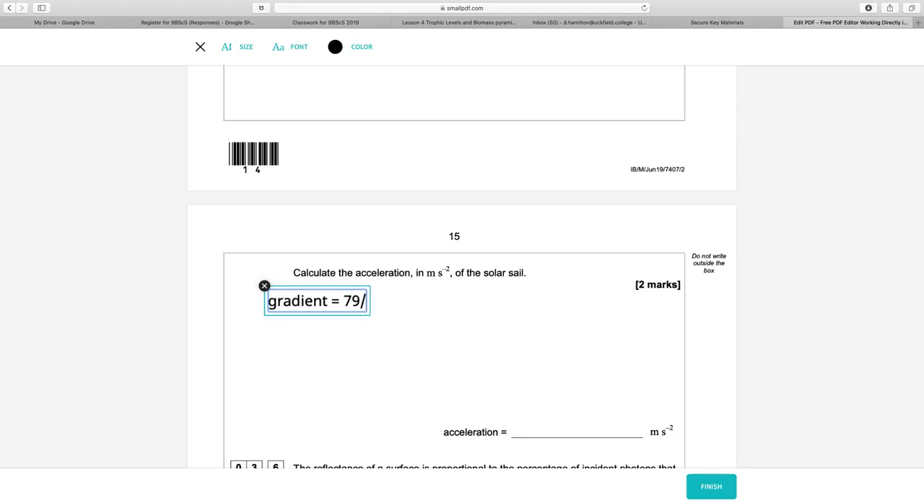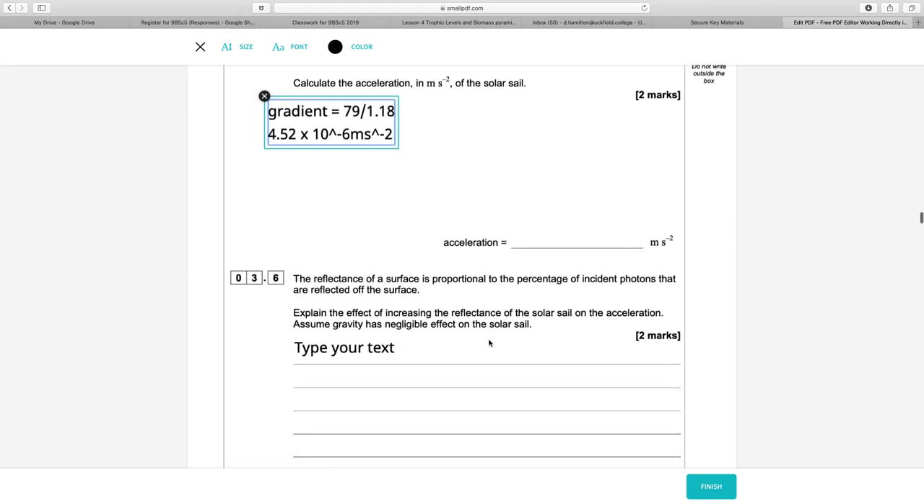For example, giving us 4.5, 4.51. Okay, anywhere between 4.40 and 4.65 times 10 to the minus 6 is acceptable there.